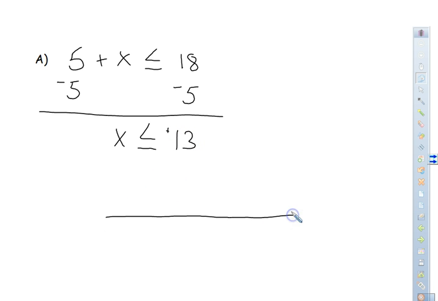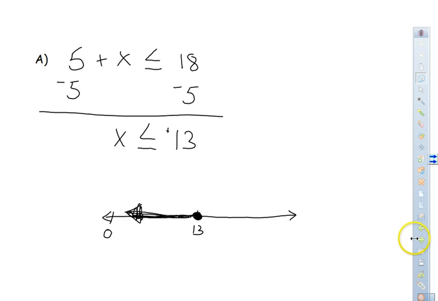If we were to write it on a number line, we put our number 13 here, and 0 would be down here. We read it left to right, so x is less than or equal to 13. Because it can include the 13, we circle it and fill in the circle, and then we draw a line, and it would be anything 13 or smaller. That's how you would graph that on a number line.